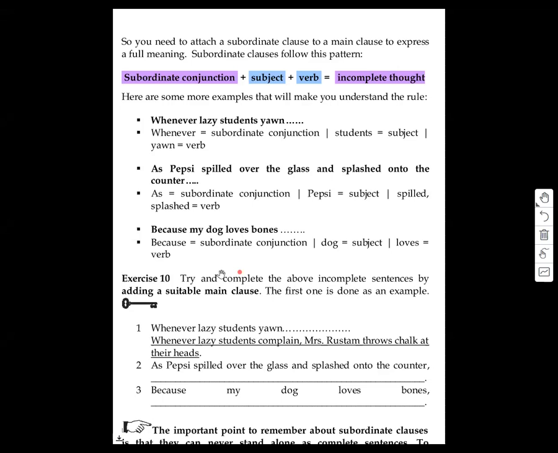So you need to attach a subordinate clause to a main clause to express a full meaning. Subordinate clauses follow this pattern: subordinating conjunction plus subject plus verb is equal to incomplete thought. Here are some more examples that will make you understand the rule. For example, whenever, subordinating conjunction hai, lazy students yawn. So these are the examples which will make you understand that we should not start sentences with subordinating conjunctions such as whenever, as, because, after, etc.